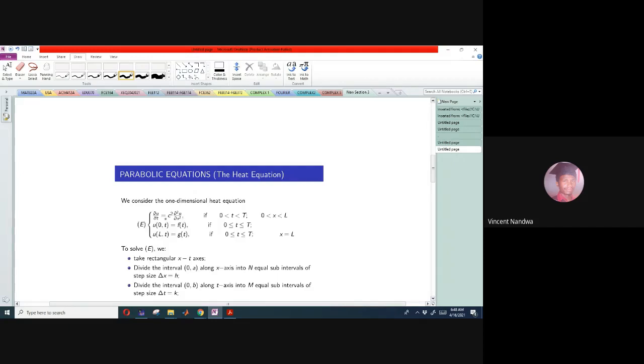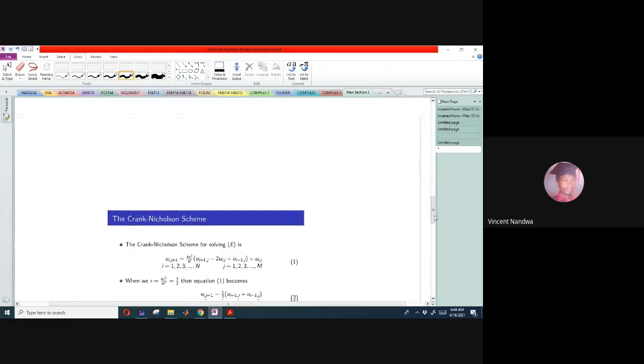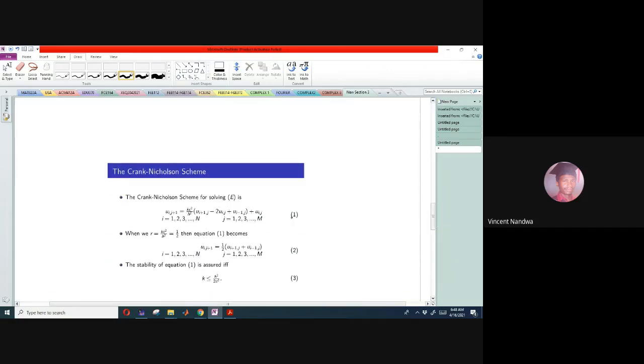So this is the structure of the heat equation, with the given initial and boundary conditions. And then to solve this equation E, we gave the steps, and then we found out that the scheme for solving equation E is given by this formula here.